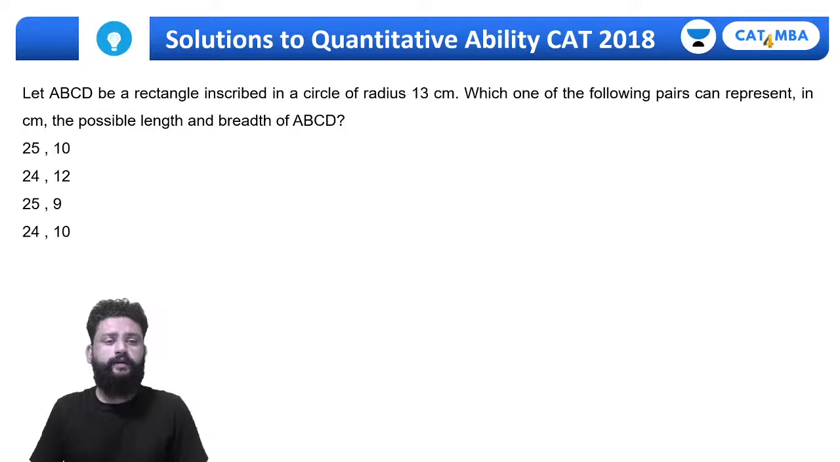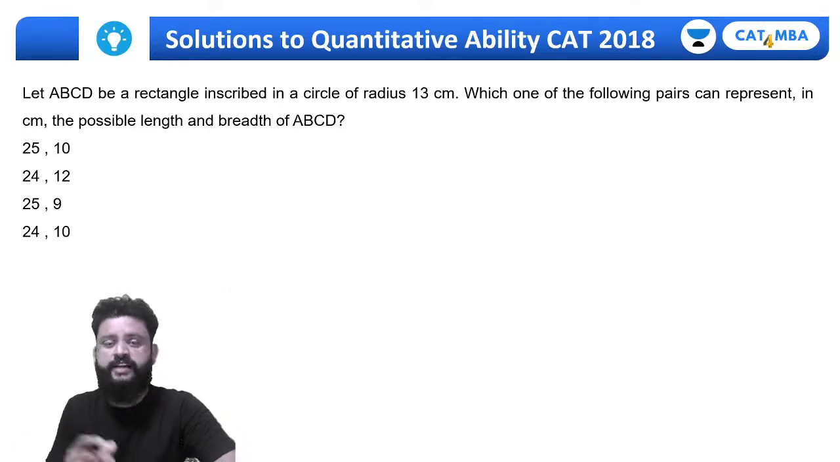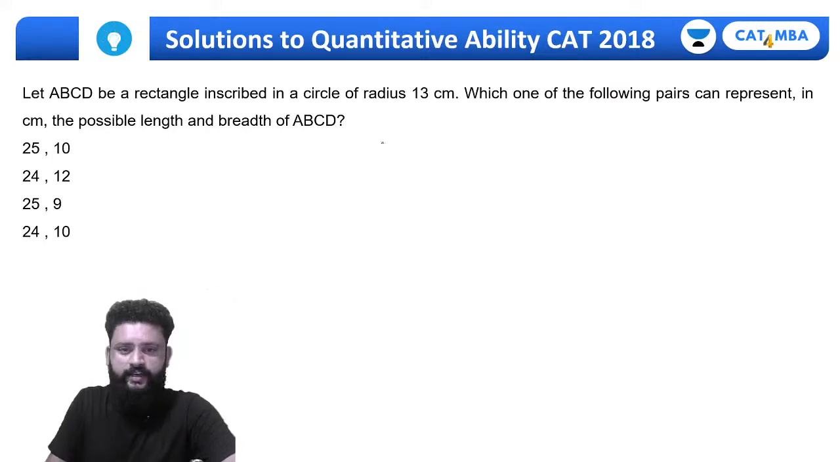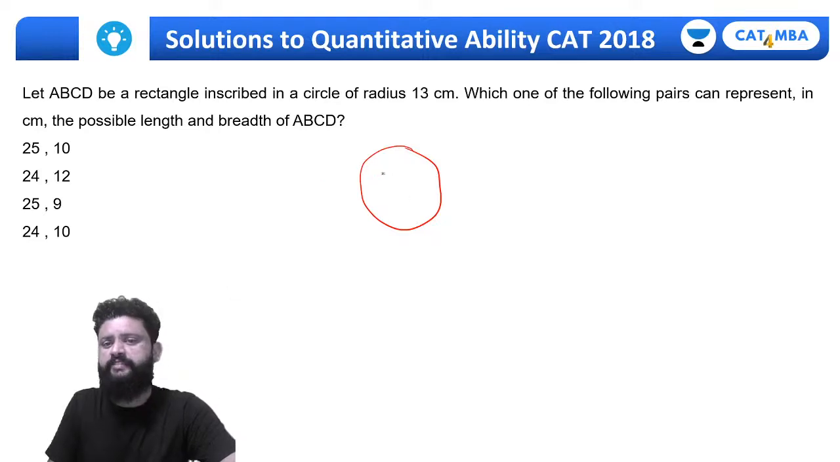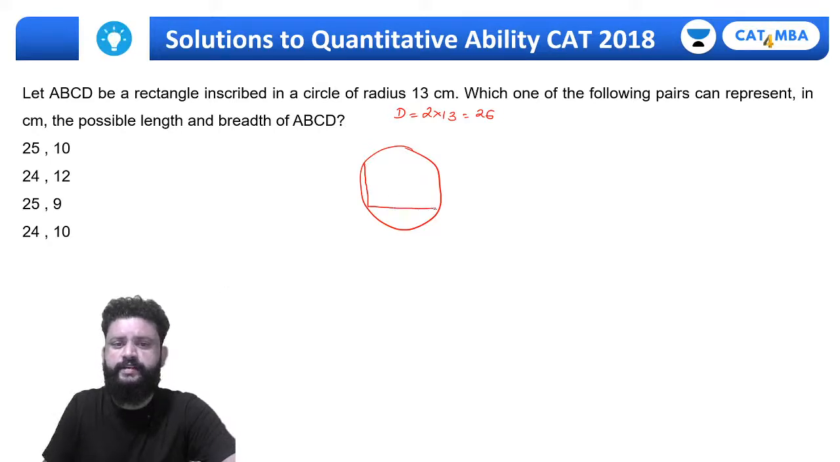So let ABCD be a rectangle inscribed in a circle of radius 13 centimeter. So there is a circle whose radius is 13 centimeter. Definitely, what will the diameter be? Diameter will be twice the radius, that is twice of 13. It comes out to be 26. And there is a rectangle which is inscribed in this circle.